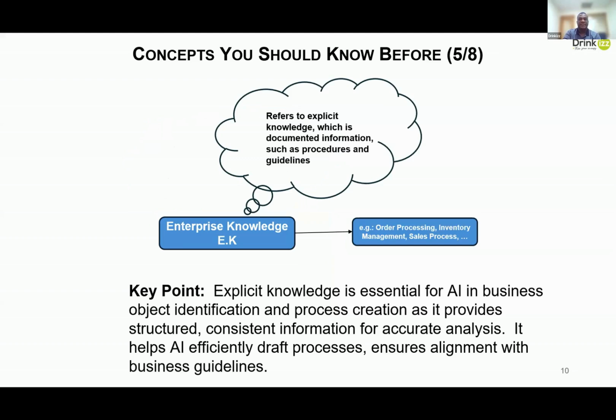Explicit knowledge is very important for AI in business object identification and also in business process creation, as it provides organized, consistent information for accurate analysis. So this point helps AI efficiently draft business processes, helps to identify clearly your business objects or business concepts, and makes sure they align with business guidelines.